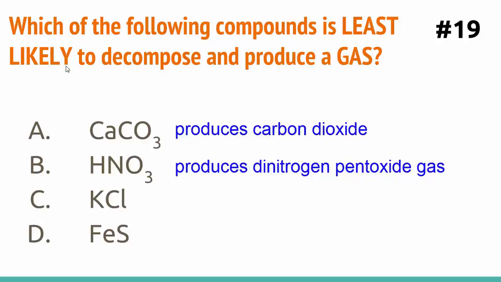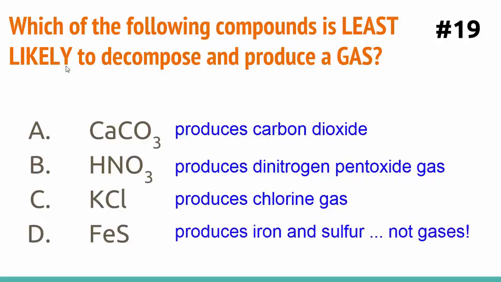Potassium and chlorine, those are two elements that together make a salt, but when I pull them apart, I would get potassium and chlorine, a gas. Chlorine's a gas. And again, even if you didn't necessarily remember that, hopefully you'd look at letter D and say, here I've got iron and sulfur. And somehow iron and sulfur just can't be gases, typically, when these things come apart.